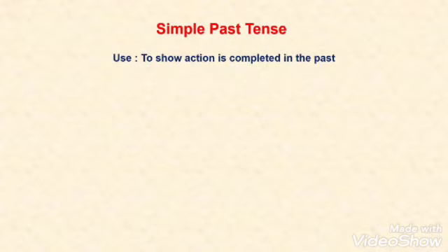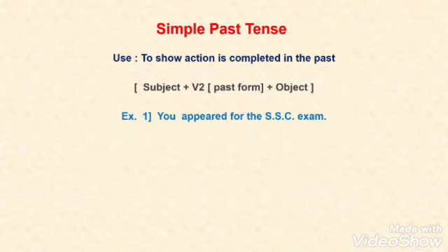Simple past tense. We should use it to show an action completed in the past. Formula is subject, V2, past form means V2, and object. With the help of this formula, we have to make sentences and change into the tenses. First one, you appeared for SSC exam. If you look at the formula, subject V2, here you is subject, appeared is V2 or past form, and the remaining one is object. You appeared for the SSC exam means this action completed in the past.